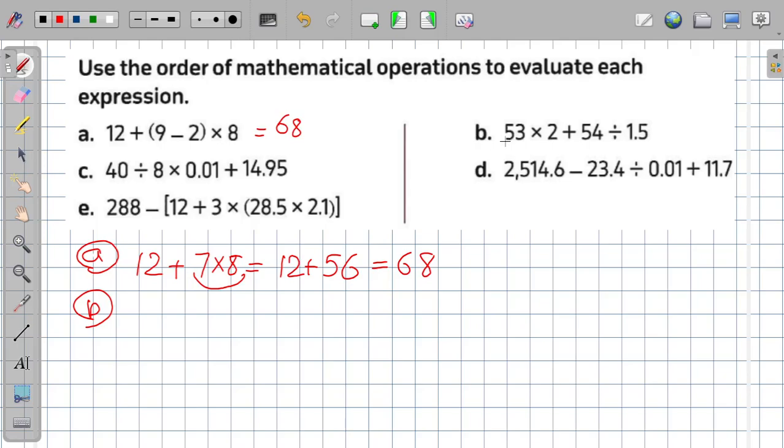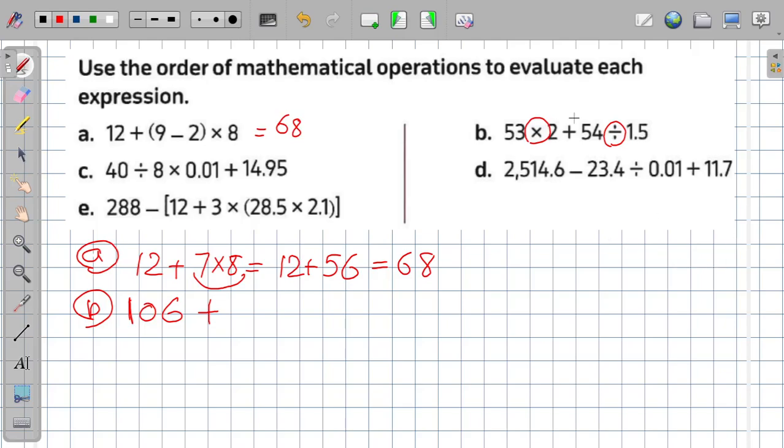B, I have 53 times 2 plus 54 divided by 1.5. So, I have multiplication operation, addition operation, and division operation. So, what can I do? First, let's do the multiplication operation. And after that, let's do the division operation. So, I will multiply 53 times 2. So I have 3 times 2 equals 6. And 5 times 2 equals 10. So I have 106. Plus this operation, the division operation, I have 54 divided by 1.5.